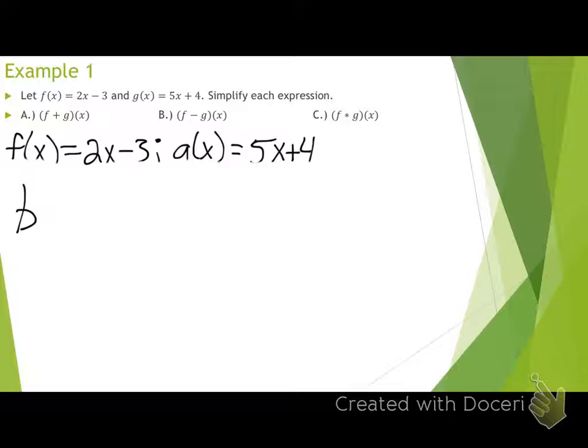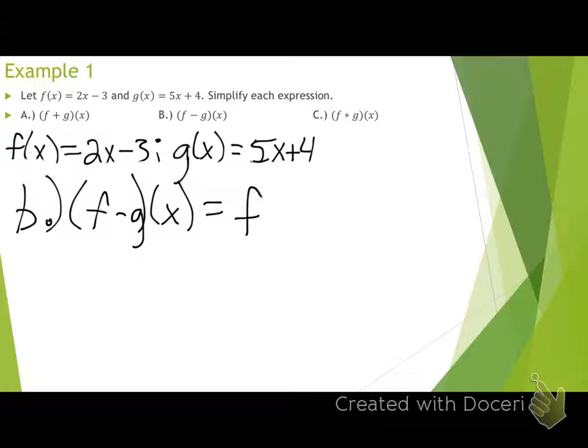Part B wants me to do f minus g of x. What does f minus g of x tell me to do? F of x minus g of x. Everyone okay with that concept? F minus g of x is just f of x minus g of x.